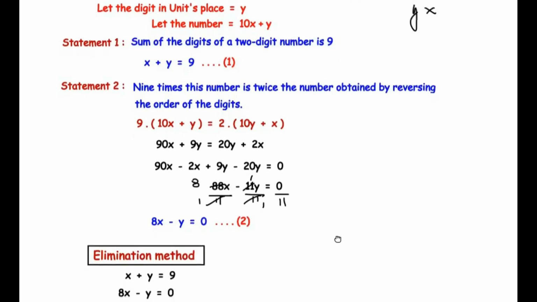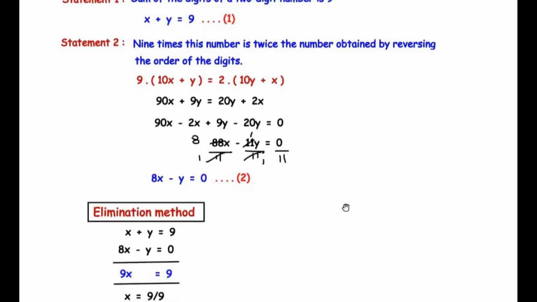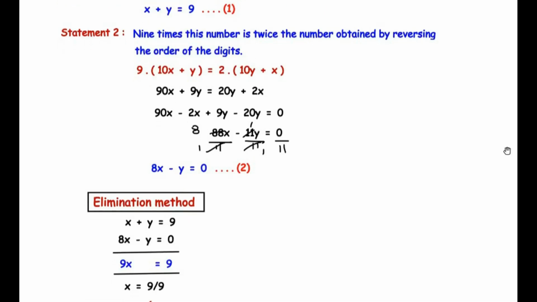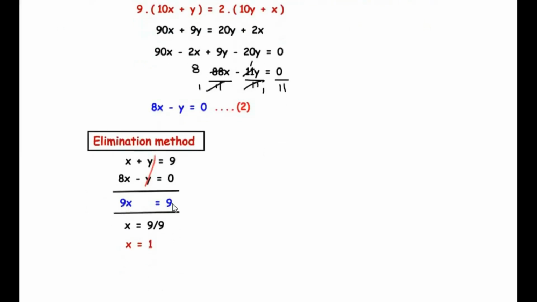So here we have taken equation 1 and equation 2, that is x plus y equal to 9 and 8x minus y equal to 0. Now when adding these two equations, we can see that plus y and minus y will get cancelled. So 1x plus 8x gives us 9x equal to 9 plus 0 is 9. Now 9 goes on the other side of the equal to sign and divides 9, giving us x equal to 9 over 9, or x equal to 1.